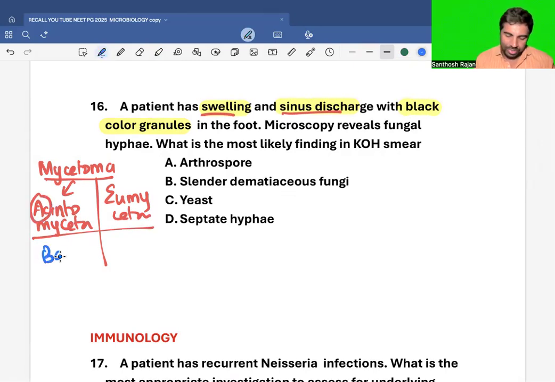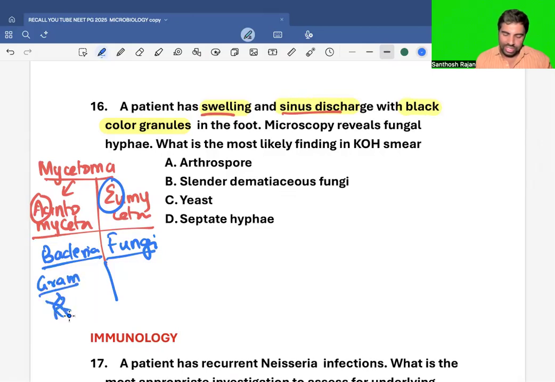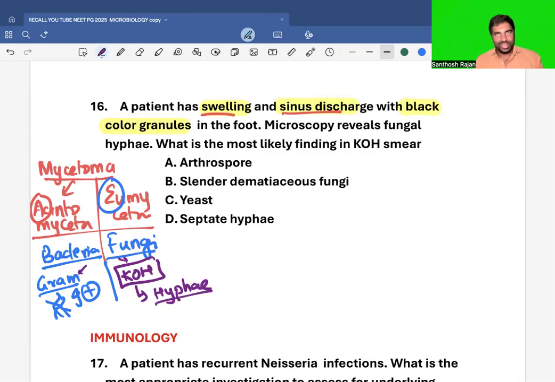After A comes the B, so actinomycetoma is usually bacteria caused. After E comes the F, so eumycetoma is fungi. For bacteria, if you do a gram stain, you'll see filamentous gram-positive bacteria, especially Actinomyces or Nocardia. For fungi, you'll do a KOH mount. When you take mycetoma granules, you do either a gram stain or a KOH. I told this in classes several times. If you do a KOH and you find hyphae, that is your fungi. Simple.